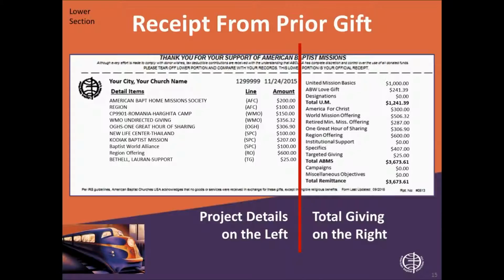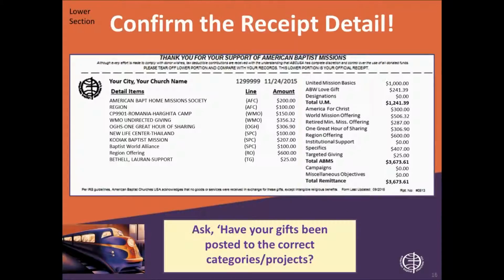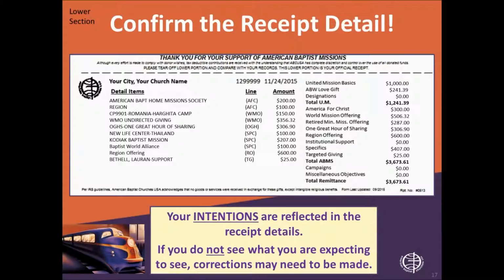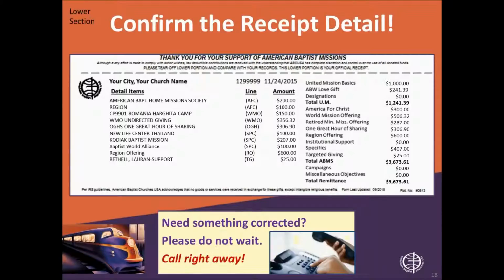All of the giving categories are on the right-hand side, and what you see on the left side are the project details that, when added up, will support the totals on the right side. When you get your receipt, the first thing you want to do is confirm the receipt detail. You want to take a good look at it and ask yourself, have your gifts been posted to the correct categories and/or projects? Does it look right to you? Your intentions are actually reflected in the receipt details. So if you're looking at it and you don't see what you're expecting to see, you may need to call us to have corrections made.